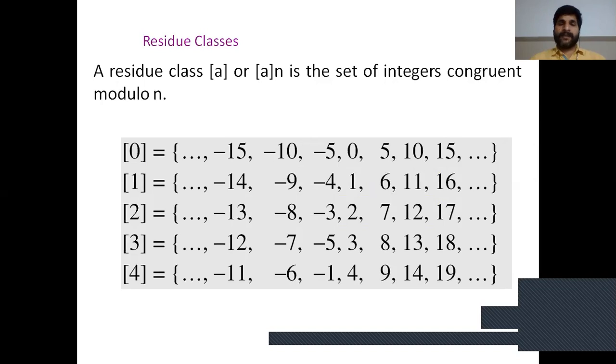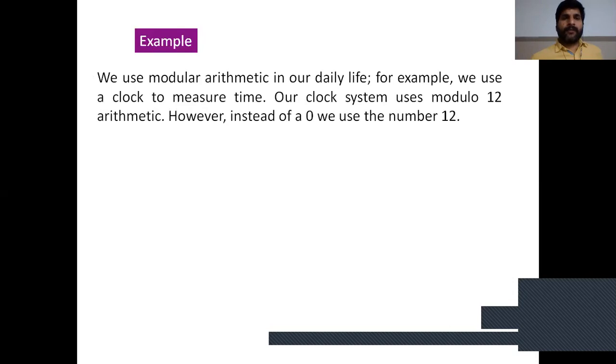Like that: minus 14, minus 9, minus 4, 1, 6, 11, 16, and minus 13, minus 8, 3, 2, 7, 12. These are represented as congruent integers modulo n.